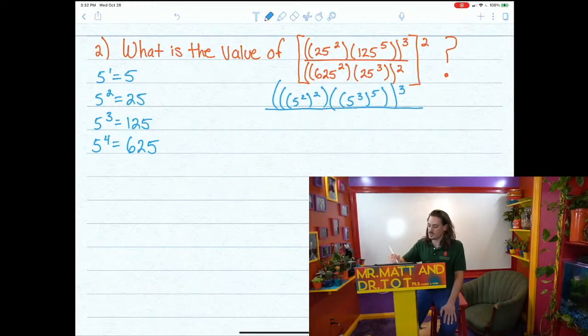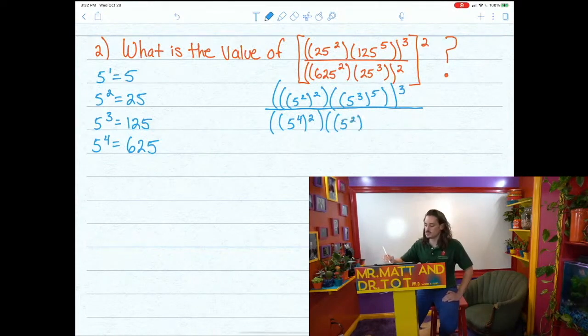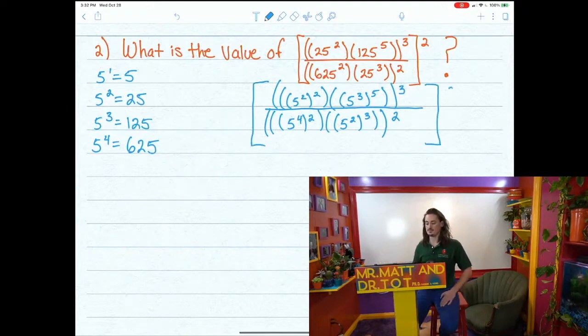Now let's deal with the denominator. Instead of 625, I'm going to write 5 to the fourth power, but that's still raised to the second power. So I have 5 to the fourth quantity raised to the second. Instead of writing 25, I'm going to write 5 squared, but that's still raised to the third power. So now I have 5 squared quantity cubed. The whole denominator is also squared. So that's on the outside, and now I have entire brackets around the whole fraction, which is squaring that whole quantity.